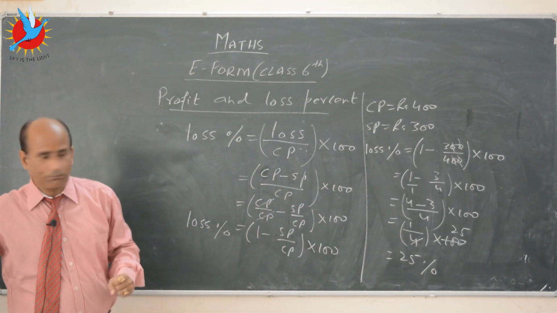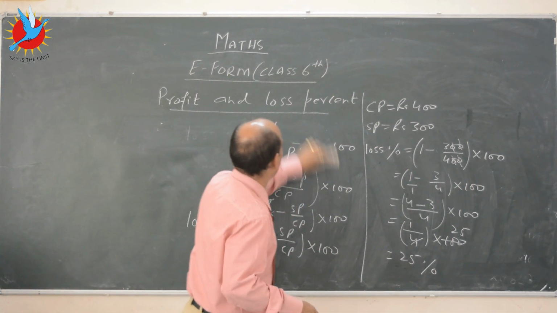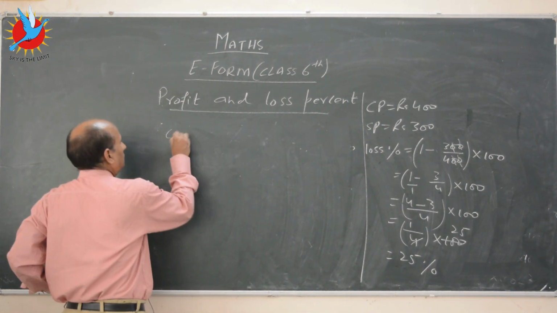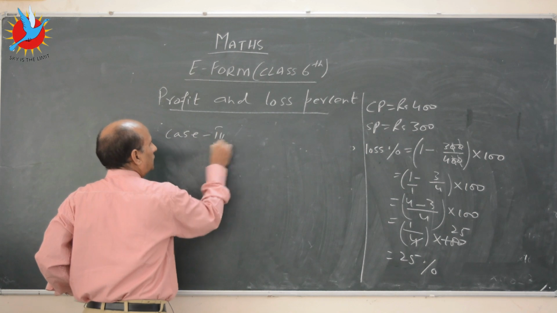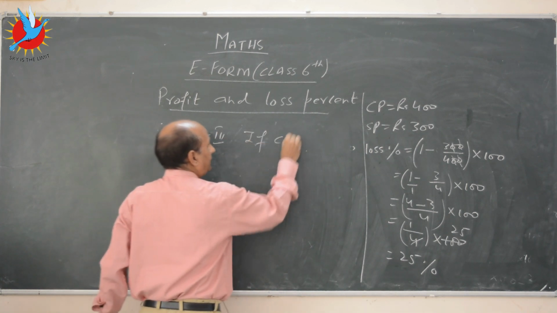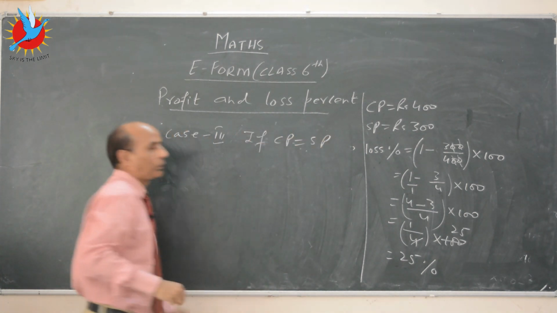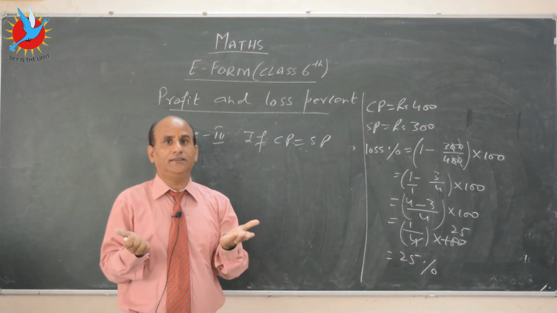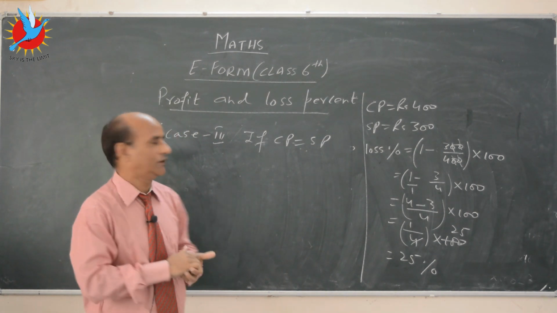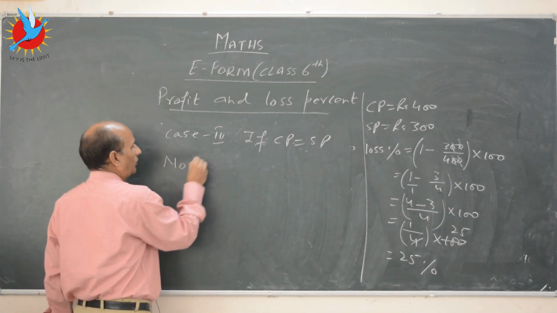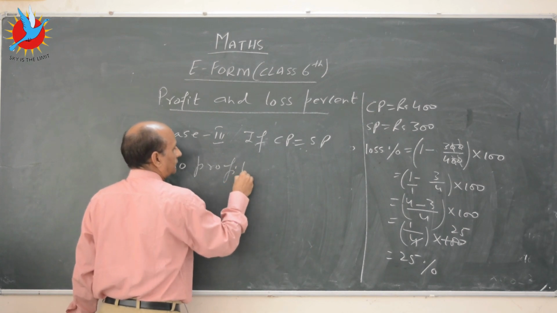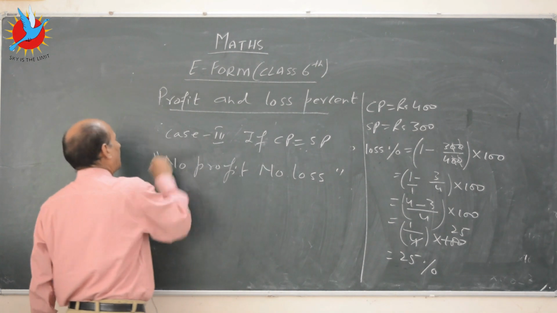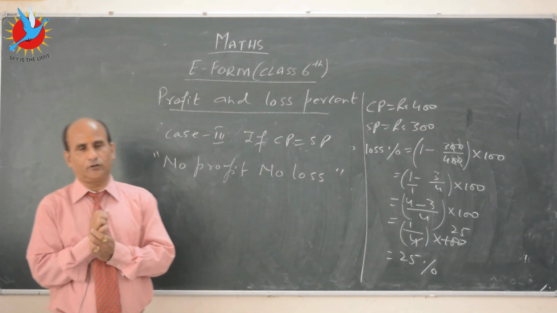Now the third case, when both the values are equal. If CP is equal to SP, both the values are equal, then there is no profit and no loss. So you can simply write: no profit, no loss. No profit and no loss if both the figures are equal.